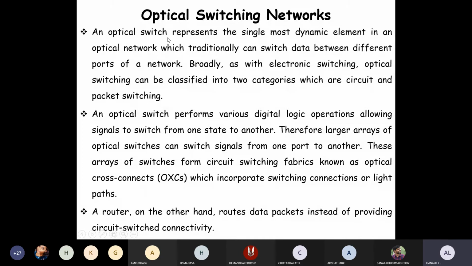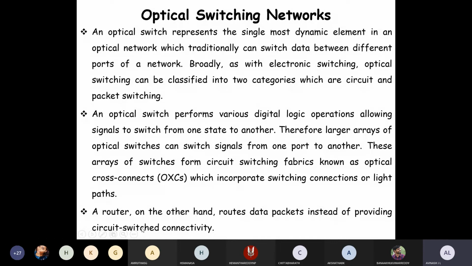An optical switch represents a single most dynamic element in an optical network, which traditionally can switch data between different parts of the network. Broadly, as with electronic switching, optical switching can be classified into two categories: circuit and packet switching. We'll see what these two mean. Here an optical switch performs various digital logic operations, allowing a switch to go from one state to another state.